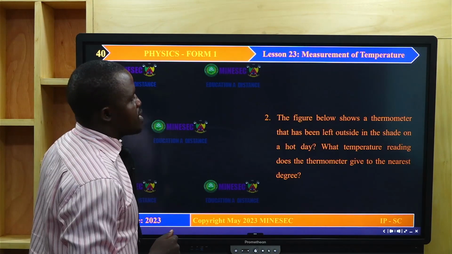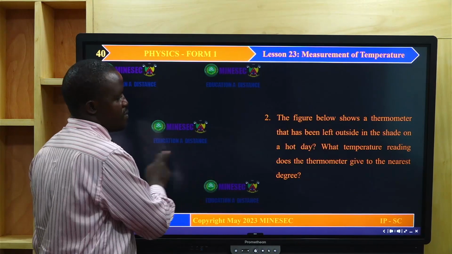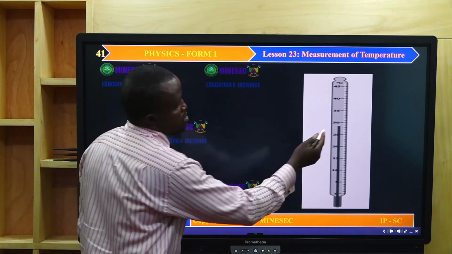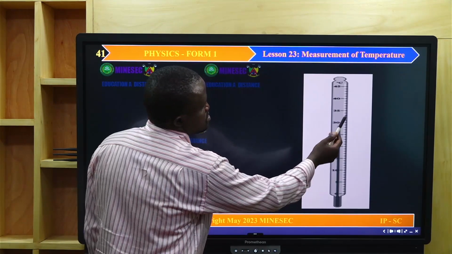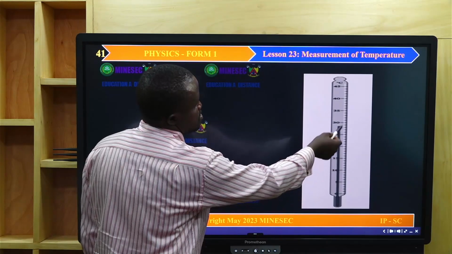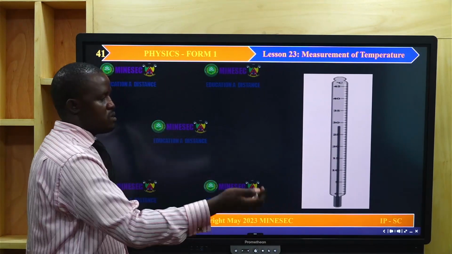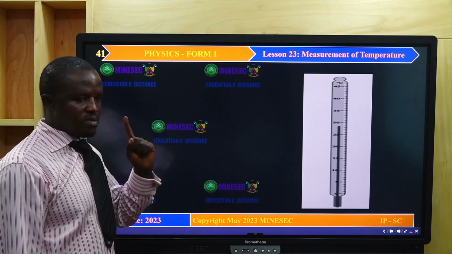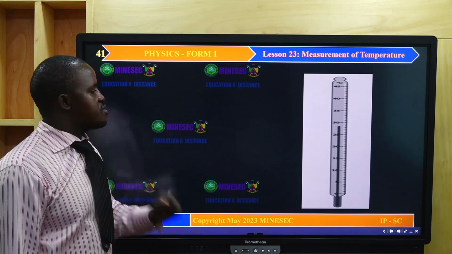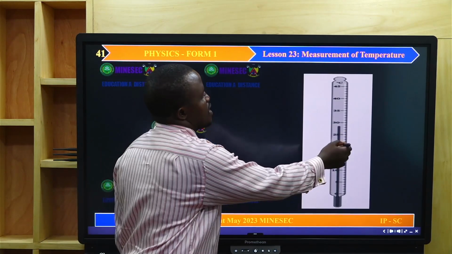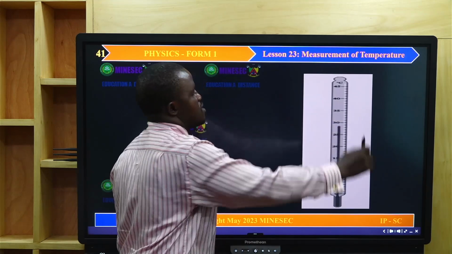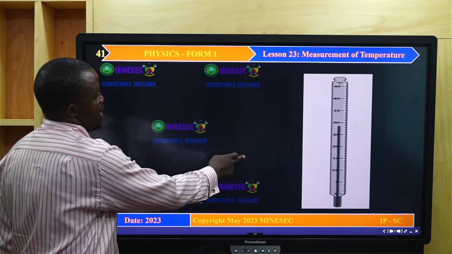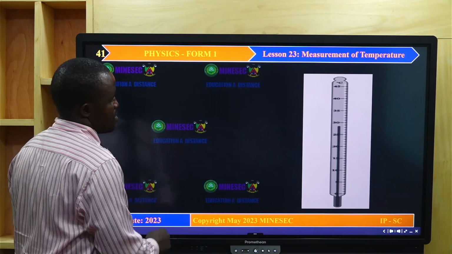So the figure below shows the thermometer that has been left outside in the shed. Okay, we read the question. So that's it there. This one is equivalent to 25. So we have 25 here to 30. The smallest scale division in this case should be 1 equally. So if that is 1, then 1 division is equivalent to 1 degree Celsius. So after 25, we have 26, 27, 28, and it aligns with, I think, 29 degrees, okay?